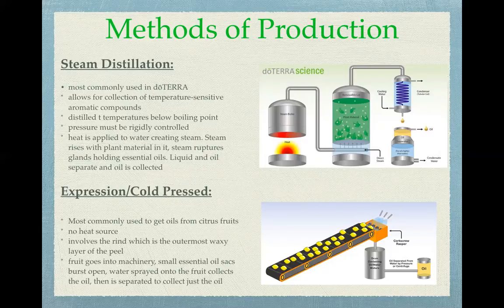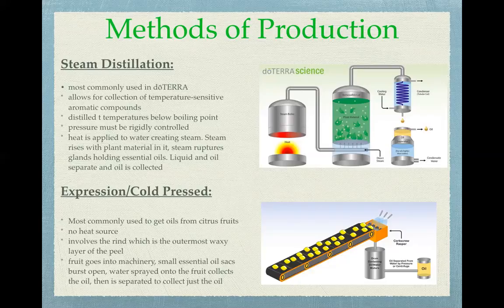So this will actually allow for the collection of temperature-sensitive aromatic compounds, and they're distilled at temperatures below the boiling point. So in this situation here, the pressure must be very rigidly controlled. And this is why it's so imperative that it's taken seriously when you want to create pure and potent and genuine authentic oils, and you want to have the highest grade essential oils possible. You have to be very careful in the way that they're being steam distilled. So the point of boiling cannot go over, and the temperature can't be too low.